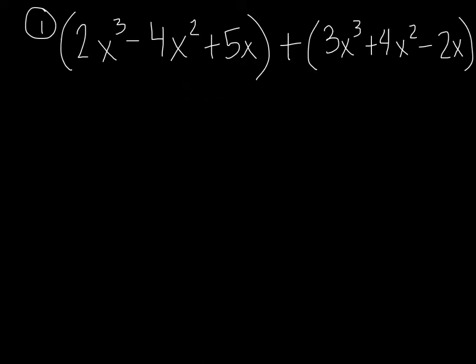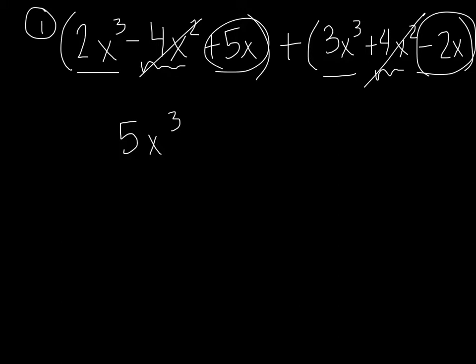So this one, you're doing 2x to the third minus 4x to the second plus 5x, all of that plus 3x to the third plus 4x squared minus 2x. Really, it's just like yesterday, combine the like terms. So you have 2x to the third plus 3x to the third, which gives you 5x to the third. You have negative 4x squared plus 4x squared. Those are just gone, so they cancel. And then you have 5x plus negative 2x, which is 3x. And that's your answer. So when it's adding, it's just like combining like terms.